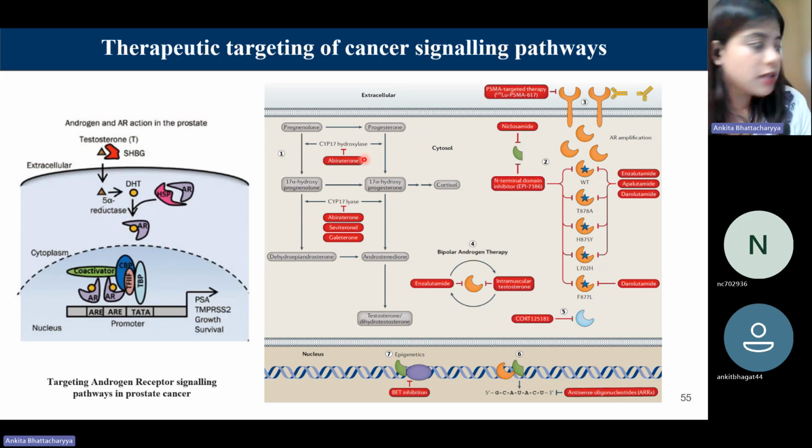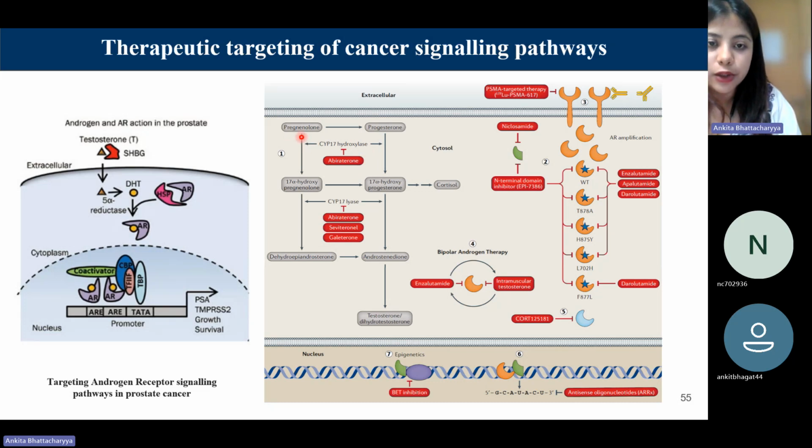See, for example, the first drug you see here is abiraterone, which is involved in the first conversion from pregnenolone to the 7-alpha hydroxy compound.